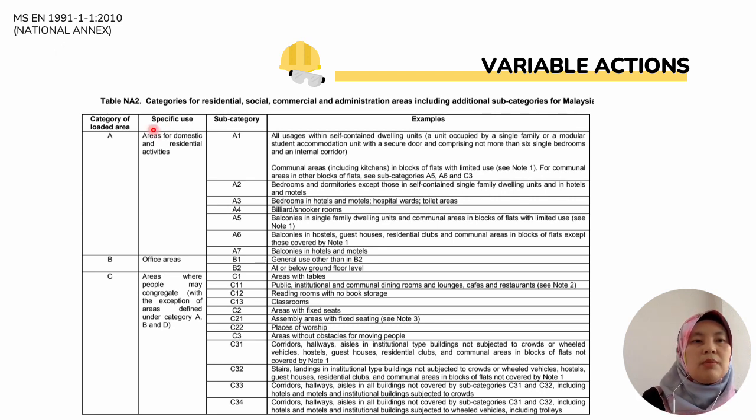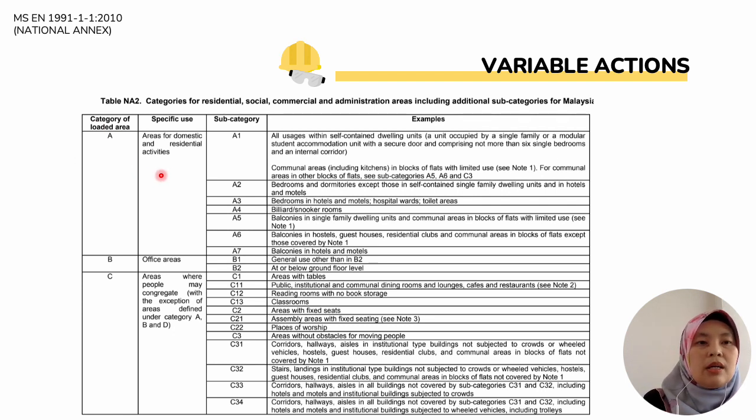So we have table NA2, which gives us the categories for residential, social, commercial, and administration areas, including additional subcategories for the Malaysian structures. As we can see here from this table NA2, we have the category of the loaded area. Whenever we want to determine the variable actions, we need to know what is the function of that particular area.